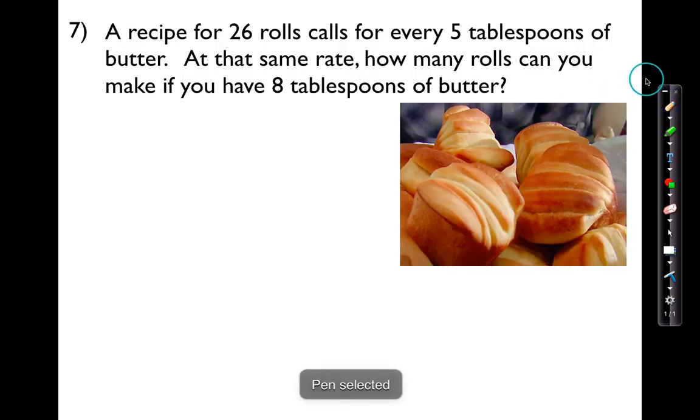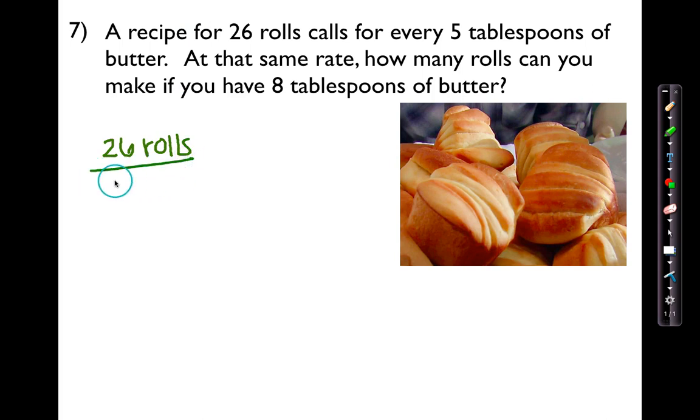So there are several ways to get to the answer to this problem. I'm going to show you 2 ways. One way is to set it up as a proportion. Here, we can set it up as 26 rolls calls for 5 tablespoons. And what's going to happen if you have 8 tablespoons? So notice, since it's 8 tablespoons, it's going to belong in the denominator so that it matches up. So here, we don't know this value, so I'm just going to go ahead and call it R to represent rolls. So guess what? This is exactly what we've been doing before, so I'm going to go ahead and solve.